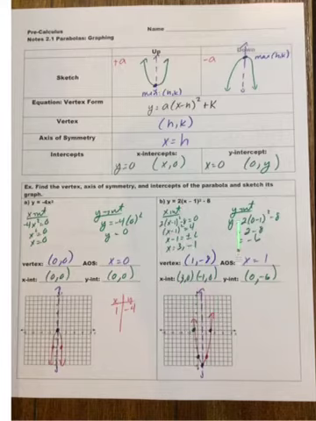For the y-intercept, I plug in 0 for x and then simplify. So this is 2 times 1. 2 minus 8 is negative 6. So my y-intercept is 0, negative 6. And I just put all this onto my graph. So there's my axis of symmetry, my vertex.